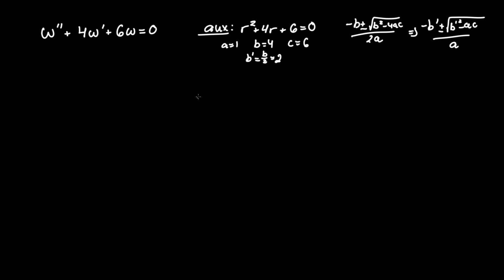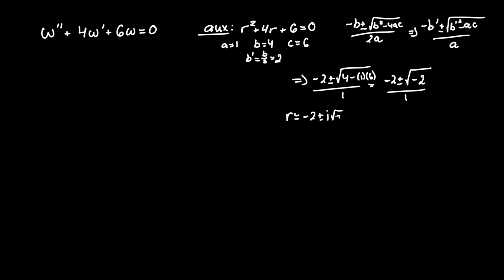So plugging in all the variables, we have minus b prime, so minus 2, plus minus square root of minus 2 squared is 4, minus ac, 1 times 6, over a, which is just 1, and that equals minus 2 plus minus square root of 4 minus 6, which is negative 2, over 1. And we end up having the root r equal to negative 2 plus minus i root 2.